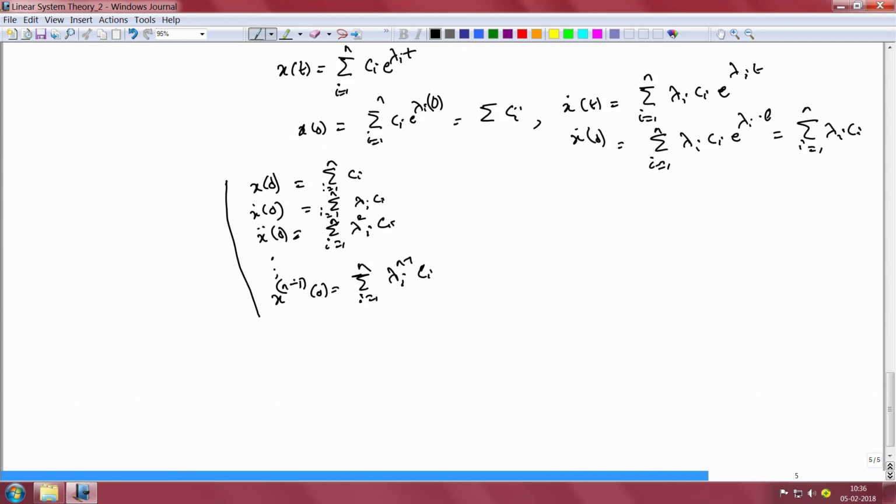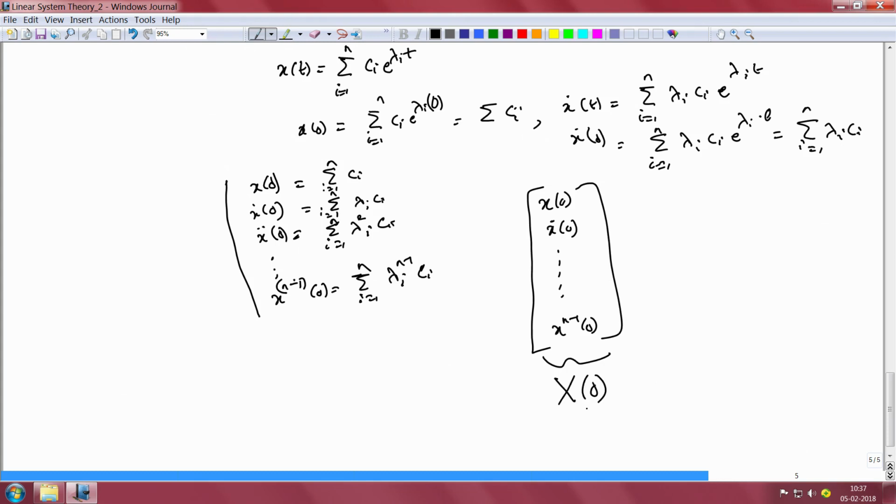So one can easily solve this equation in general, assuming that we do not have any repeated roots and lambda 1 to lambda n are distinct. To cast this in a slightly better form, let me write this out using vectors and matrices. On the left hand side I shall write down the vector of initial conditions x of 0, x dot of 0 and so on up to x^(n-1) of 0, and I shall call that capital X of 0, which is the vector of initial conditions.